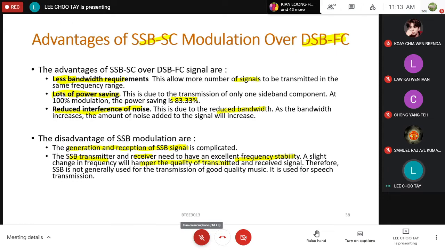So if the carrier at the transmitter is not in the same phase as the carrier at the receiver, there will be an effect of cosine theta, where theta is the angle of the phase shift. So it actually has the same problem as double sideband suppressed carrier. Again, just to emphasize the point, SSB is only used for speech.